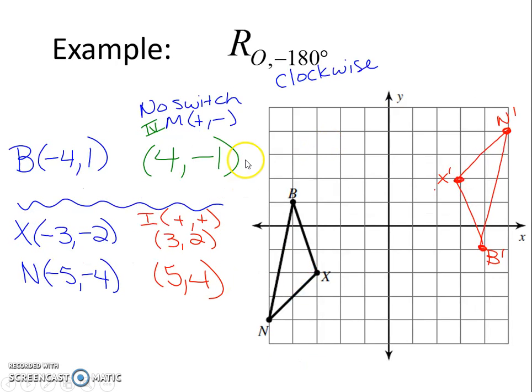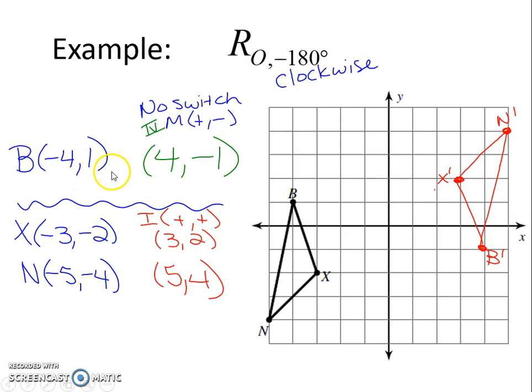I'm going to show you this one. This one is negative 180, so it's clockwise. And look here, the points are actually on both. This triangle is lying both on quadrant 2 and quadrant 3. So in this case, you just do point by point. So what I'm saying is, B is (negative 4, 1). X is (negative 3, negative 2). N is (negative 5, negative 4). You're going to write those points first.